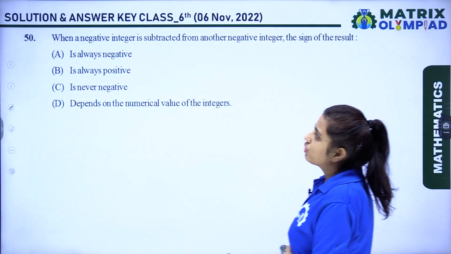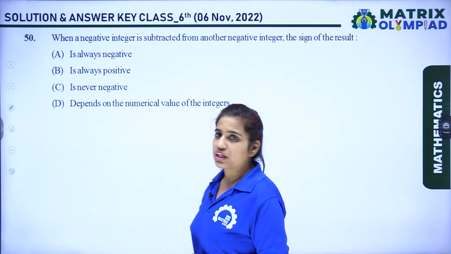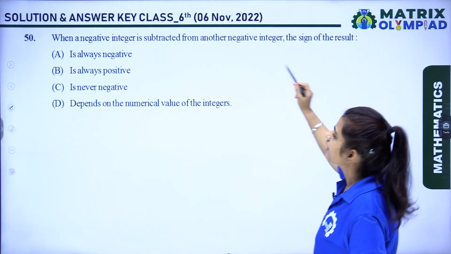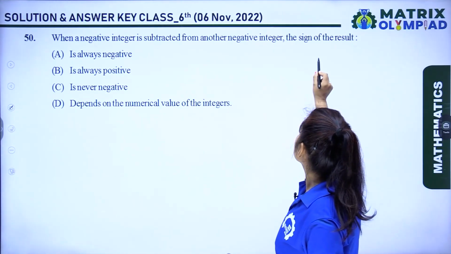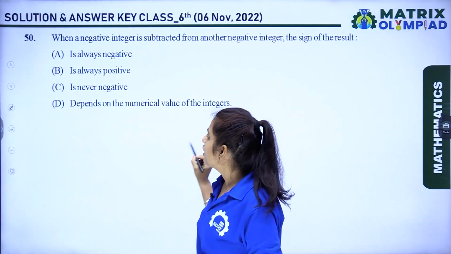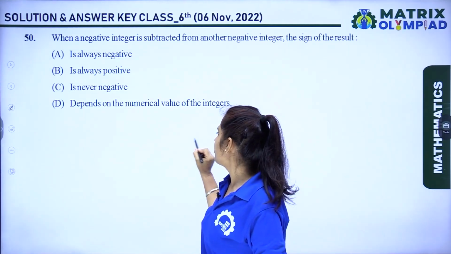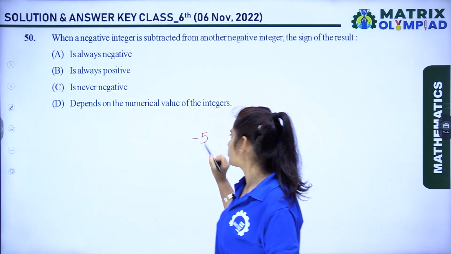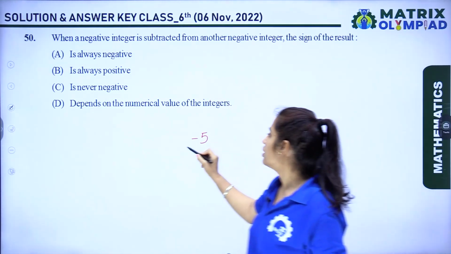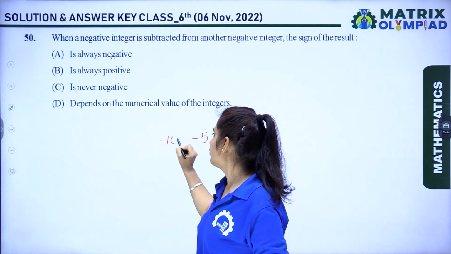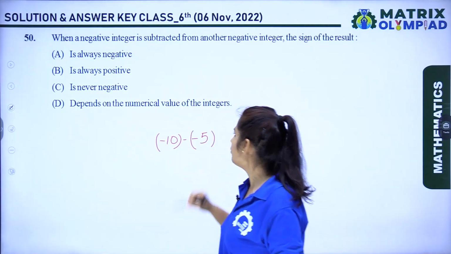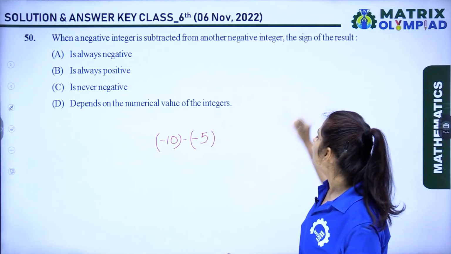Next is question number 50. When a negative integer is subtracted from another negative integer, the sign of the result is. Now we have a negative integer, let it be minus 5, subtracted from another negative integer. Let's subtract it from negative 10. So negative 10 minus negative 5. The sign of the result is.